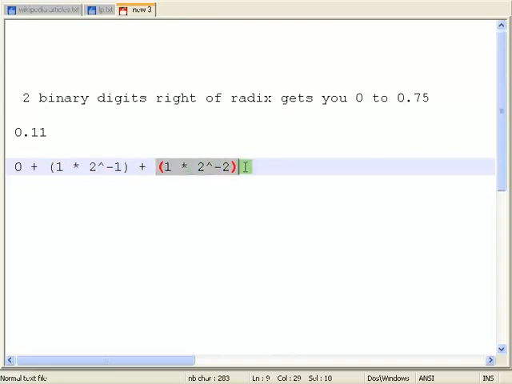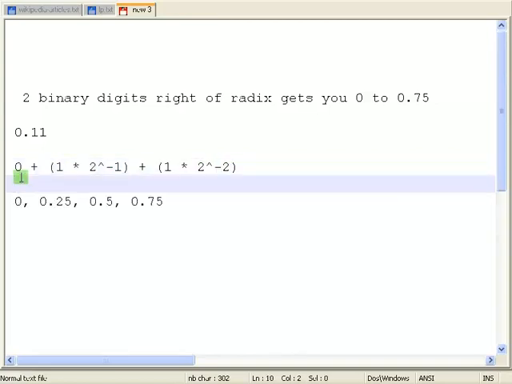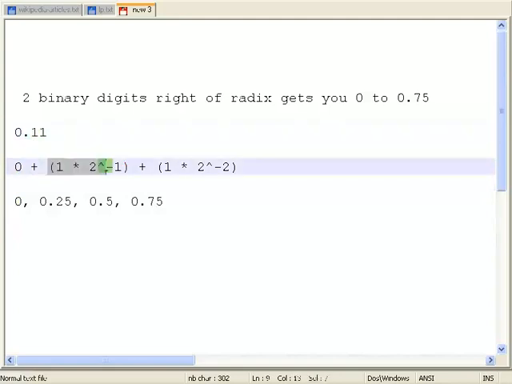So in fact, when we're dealing with two binary digits right of the radix point, that gets us 4 different possible values. It's just going to be some combination of 0 and 0.5 and 0.25. So that gives us 0, 0.25, 0.5, and 0.75. Those are all the possible values.